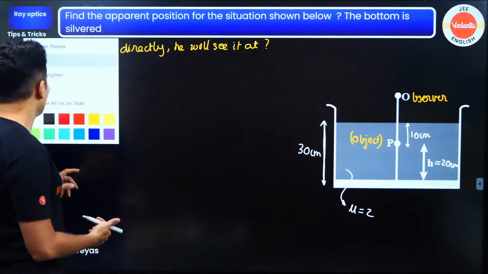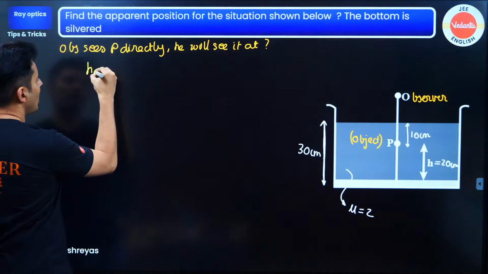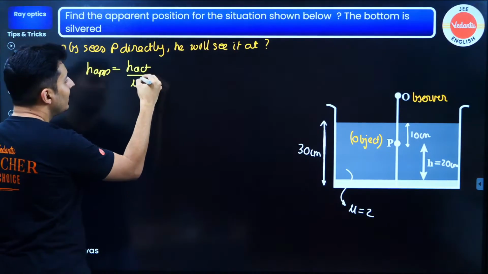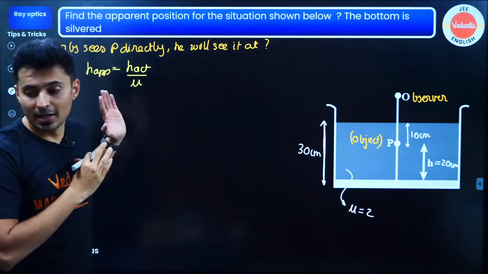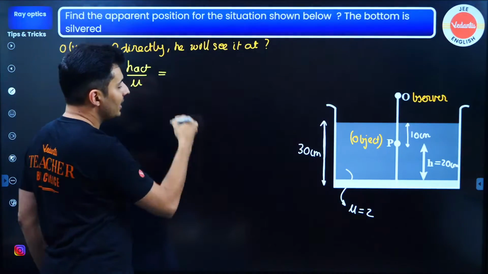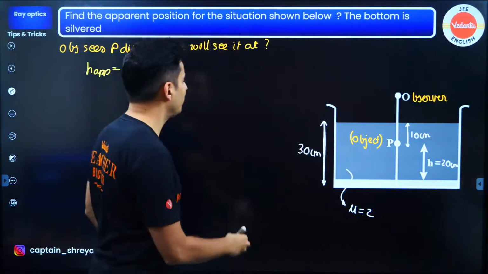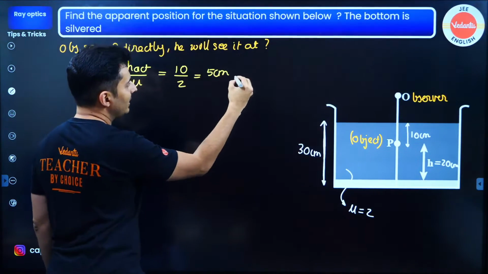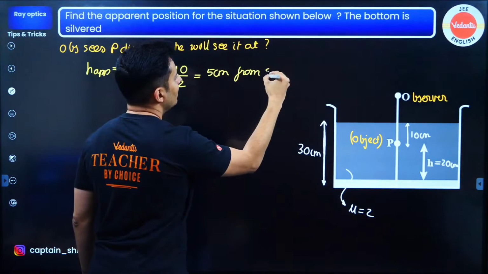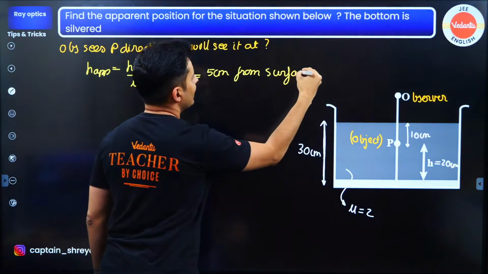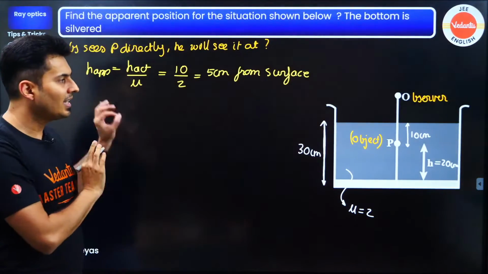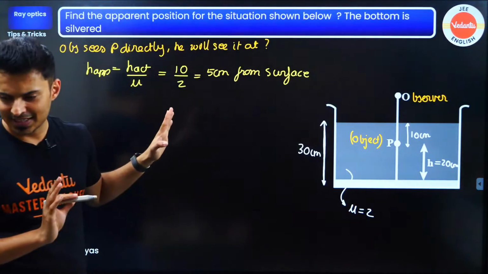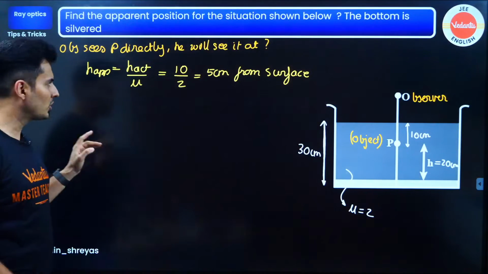So I can use this formula: H apparent is H actual divided by mu, correct? So what is the H actual? It's at a depth of 10. The refractive index is 2. So 5 centimeters from the surface. That's where you're going to see the point P. Not at 10, at 5 centimeters. Is that clear, everyone?